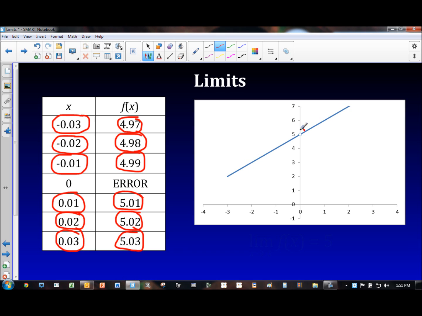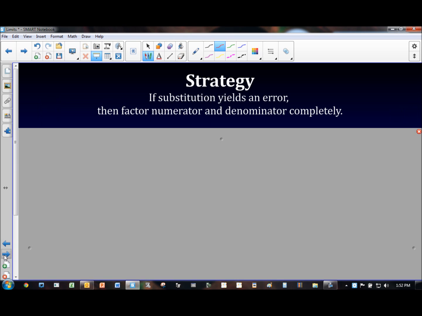And because 0 is the only place where this function doesn't exist, we just put a hole right there in the graph. Your calculator probably wouldn't do that. It likes to connect everything. So you'll probably see just a straight line on your calculator, but just know that that's incorrect.